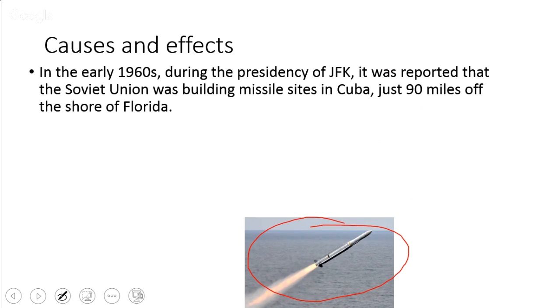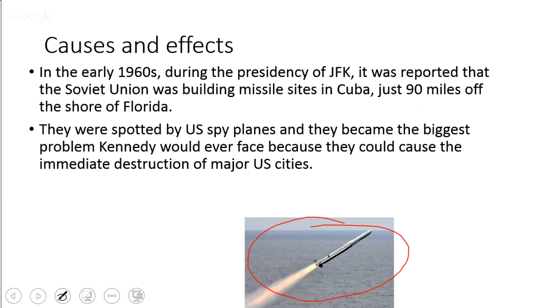Whoa, hey, think about that. Cuba is really close to the United States, right? And you can see the Soviet Union was building the missile sites, and missiles are really powerful. And you see they were spotted by US spy planes. And they became the biggest problem Kennedy would ever face because they could cause the immediate destruction of major US cities. This one should be very easy for you to understand. Spot means recognize or find.